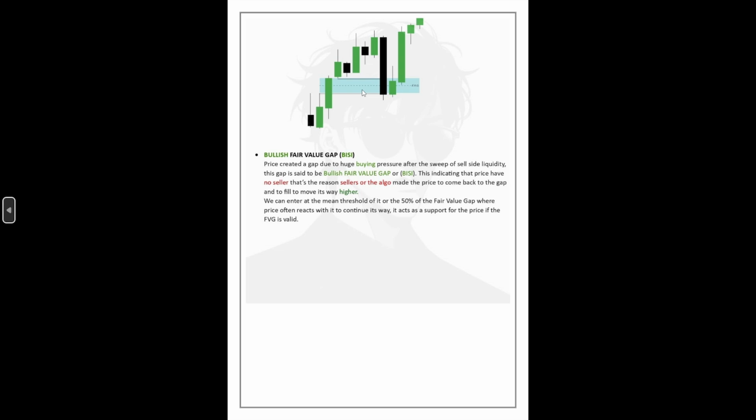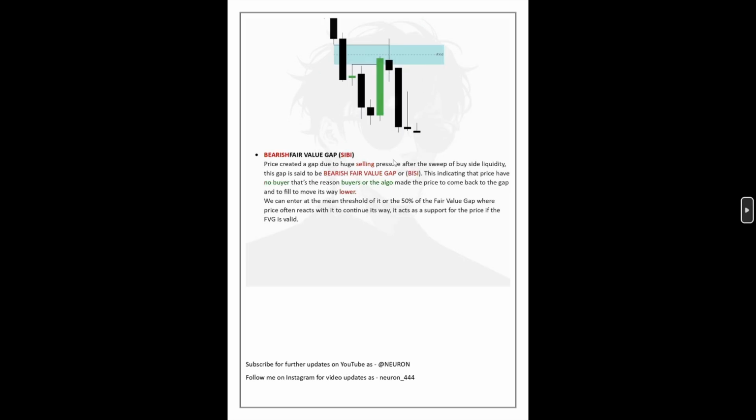A fair value gap is created due to the pressure of either buyers or sellers. We can spot them by looking at three candles. In the case of a bullish one, the first candle's wick or high should not be touched by the third candle's low. This will create the middle candle as a gap, or vice versa. Sellers will come to fill that gap, which will act as support for many traders to enter their position right from the 50% level.